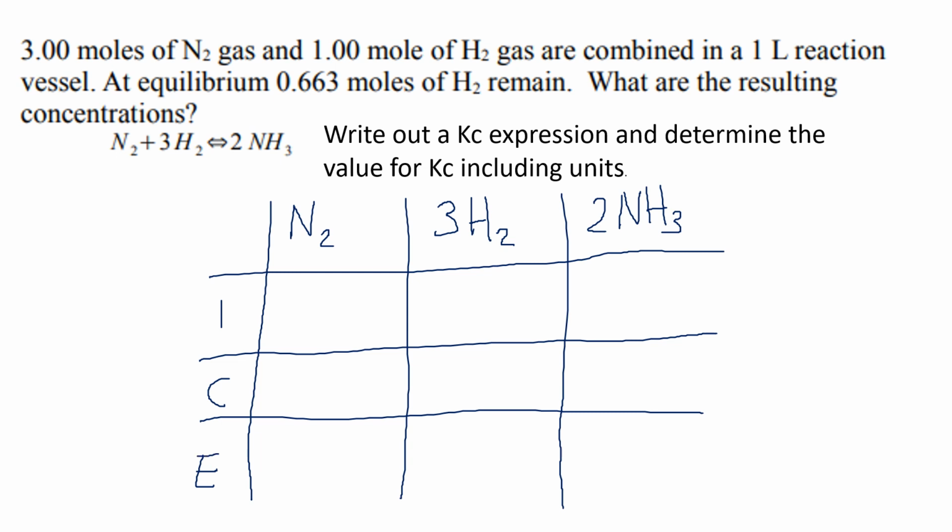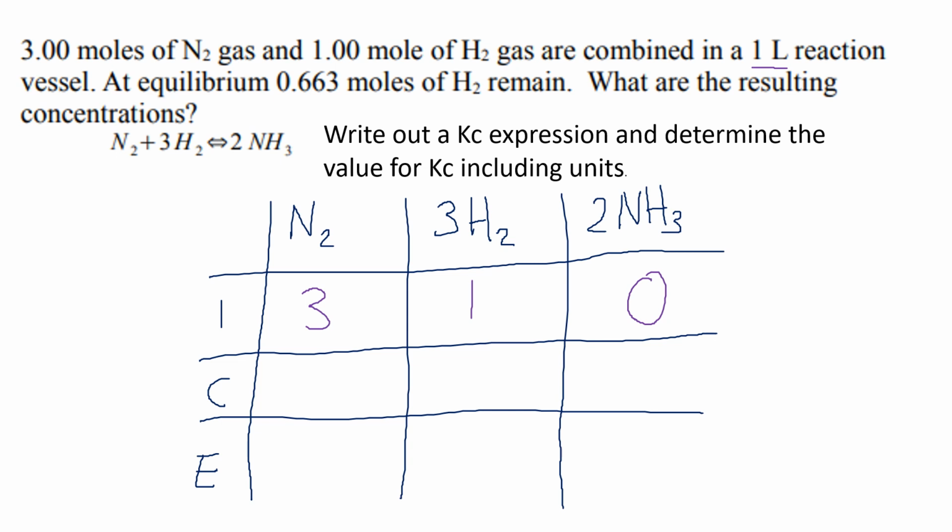So it tells you in the question that you've got 3 moles of nitrogen gas and 1 mole of hydrogen gas are combined in a 1 litre reaction vessel. The size of the vessel is important because if it was 2 litres, you'd need to work out the number of moles in 1 litre because it's moles per decimetre cubed. But because it's 1 litre, it's nice and straightforward. So you've got 3 moles of nitrogen, 1 mole of hydrogen, and by definition there would be 0 ammonia initially because it's a product, it hasn't had time to form.